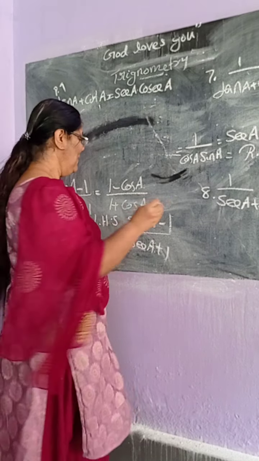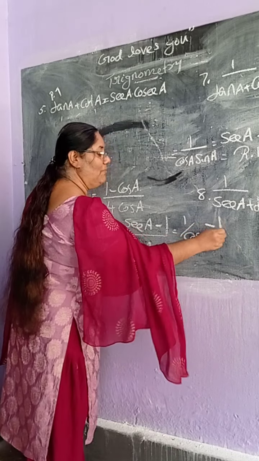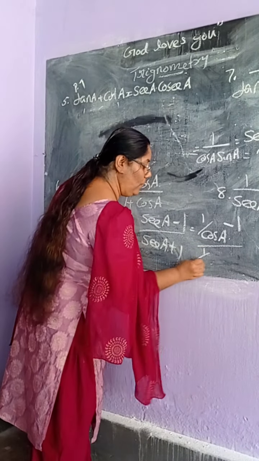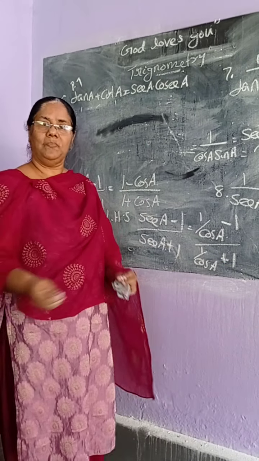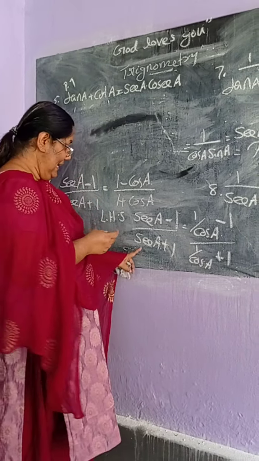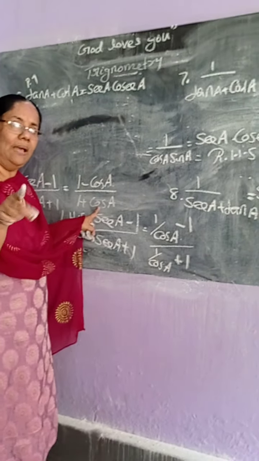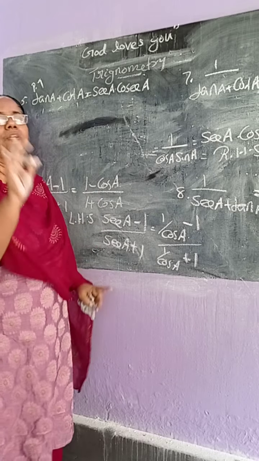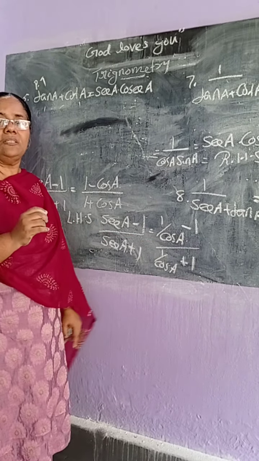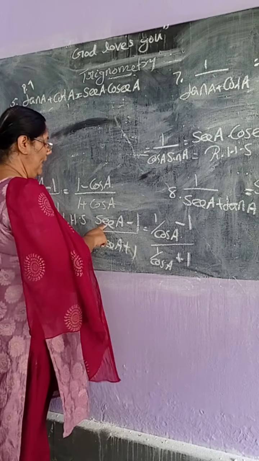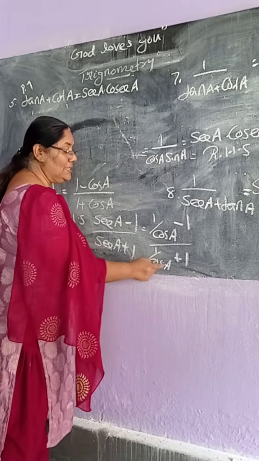Sec is 1 by cos. 1 by cos A minus 1 by cos A plus 1. Listen, here the question is in sec, but the answer is in cos. Therefore, our aim is to convert the question into cos. Now that sec means 1 by cos, we write in the place of sec: 1 by cos A minus 1 by cos A plus 1.